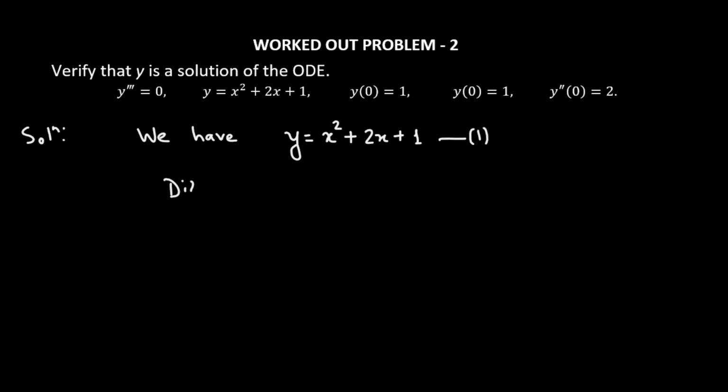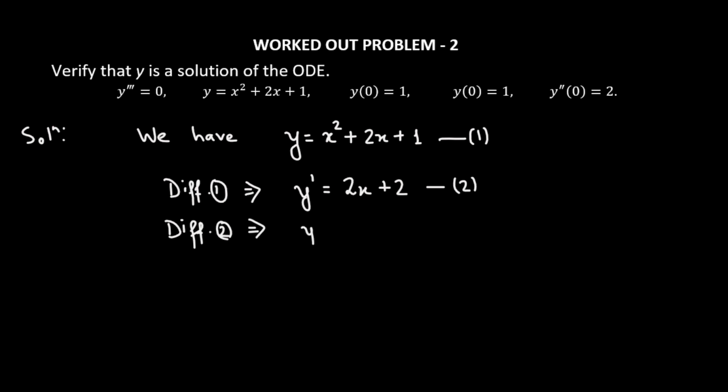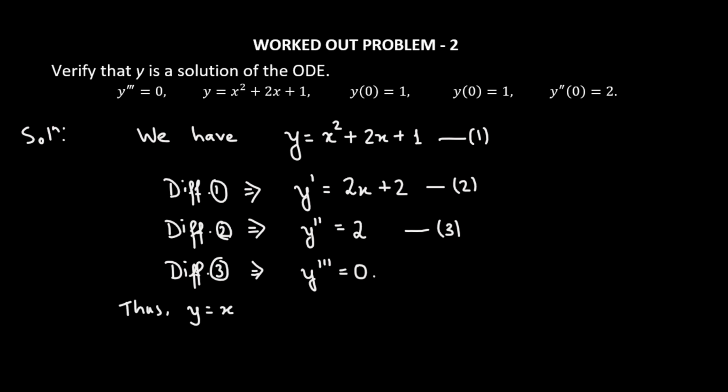And we're going to differentiate 1 with respect to x, which should give us y prime equals 2x plus 2. Let this be equation number 2. Differentiating 2 with respect to x, we get the second derivative of y equals 2. This is equation number 3. Differentiating equation number 3 with respect to x, we obtain y triple prime equals 0. Thus, y equals x squared plus 2x plus 1 satisfies the ordinary differential equation y triple prime equals 0.